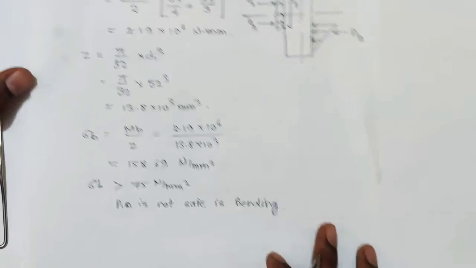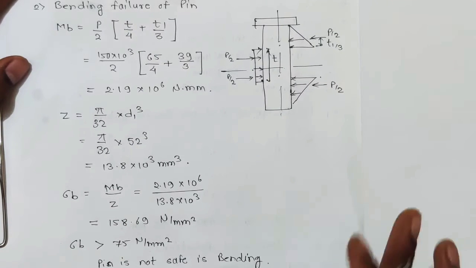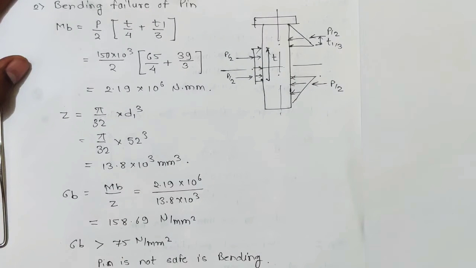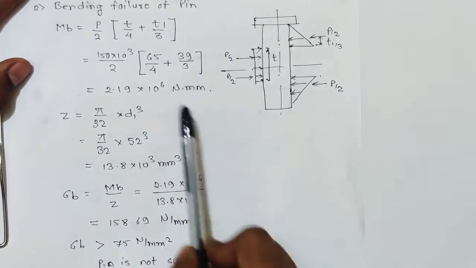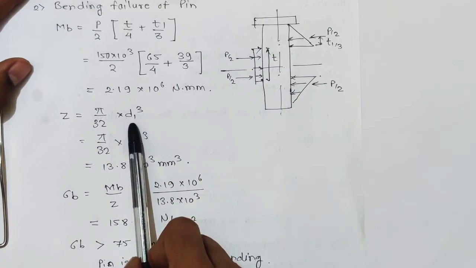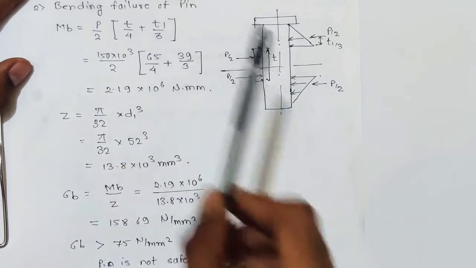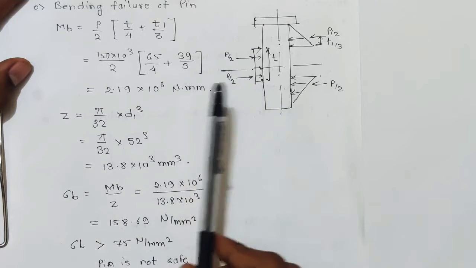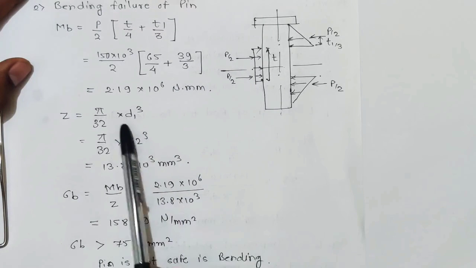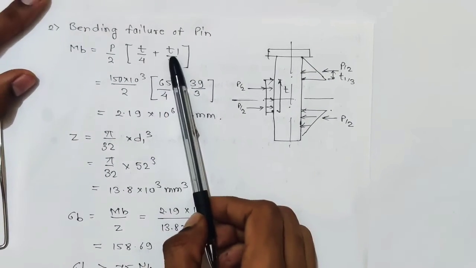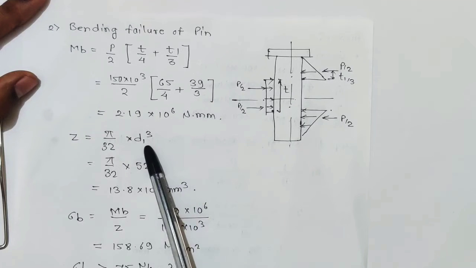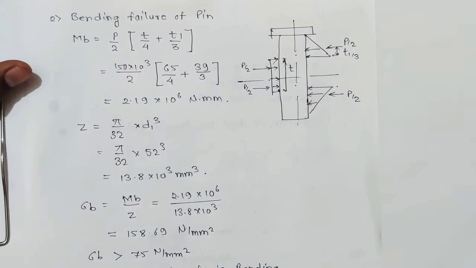If it is failing in bending, then we have to increase its diameter. Now see, we can increase T or T1 or diameter D1. So it is better to increase diameter D1. We don't have to change the T and T1 dimensions. Remember, T and T1 we are keeping as it is. We are changing just its diameter.